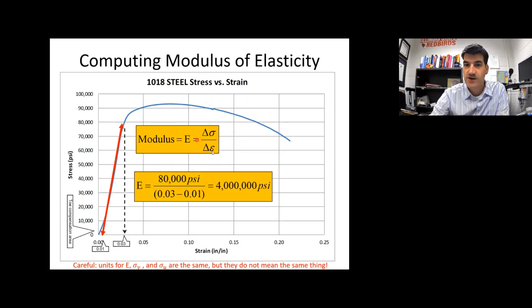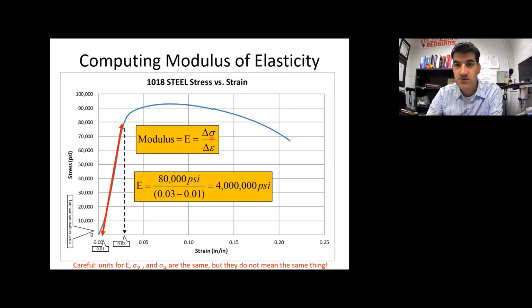So this is what your equation looks like: the change in stress between those 2 data points that you select divided by the change in strain for those 2 data points that you select. Here's a little bit of a tricky thing, and that is the units for the elastic modulus.